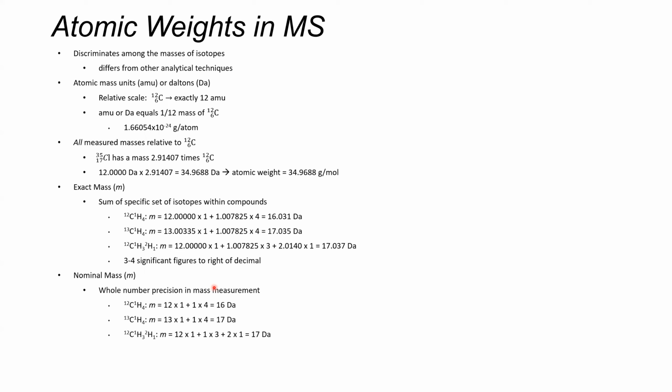And we can't just take the average mass as we often do when we're calculating, for example, molecular mass. We have to use and understand the individual masses of the isotopes of a particular element. So this is quite different from many other analytical techniques where we simply use the average atomic masses. So of course, a little bit of background on atomic masses is given here. And then of course, we're using the exact mass instead of what would be the average mass.